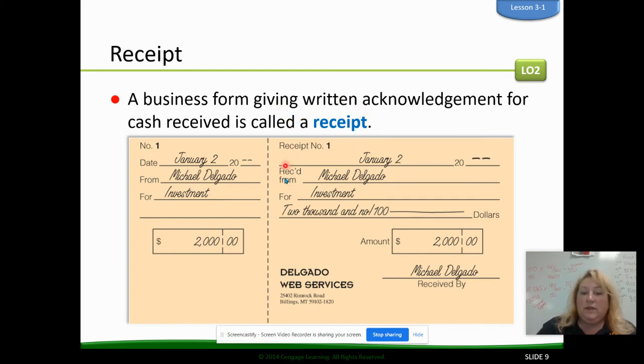So this example is Michael Delgado, who is the owner, and he's investing money into the business. So remember, the owner and the business are separate. So when he's putting his own personal money into the business, we call that an investment because he's investing, that money now belongs to the business. This is similar to a receipt. Notice it has a receipt number, it has the date, who received it from, what it was for, and then the actual amount of the receipt.